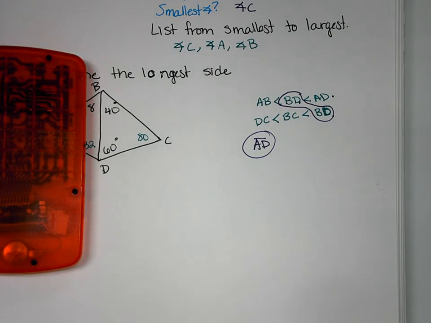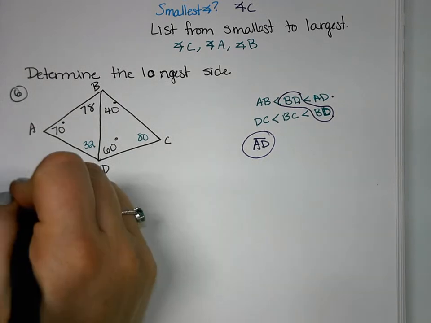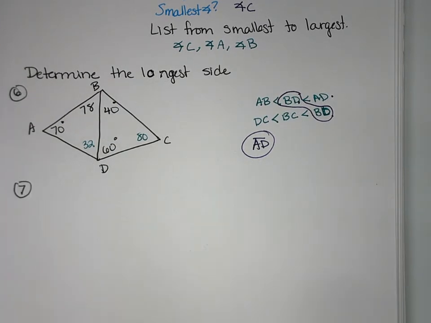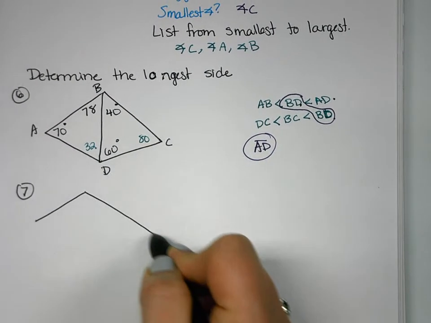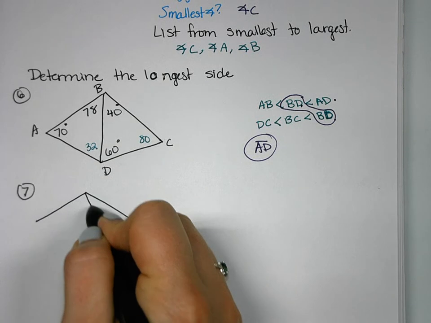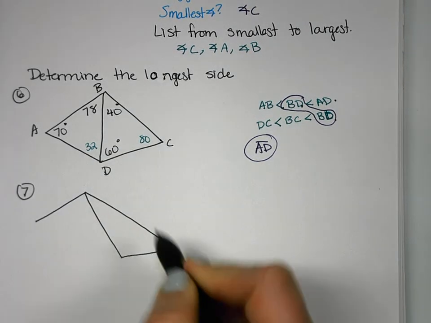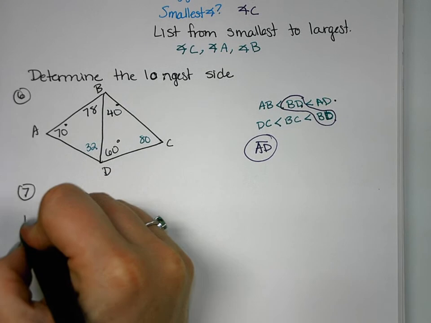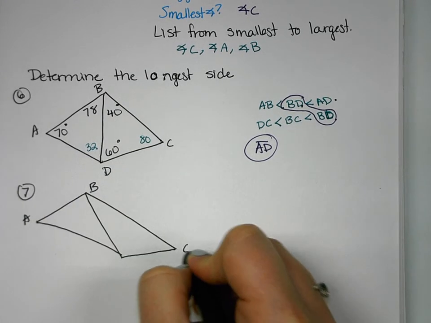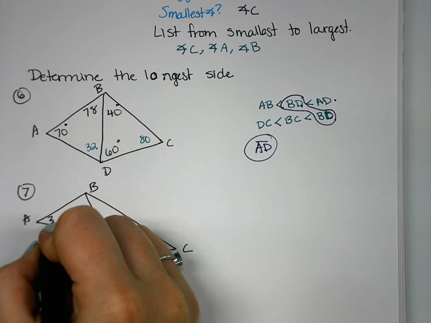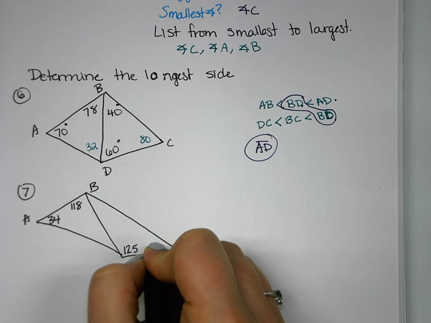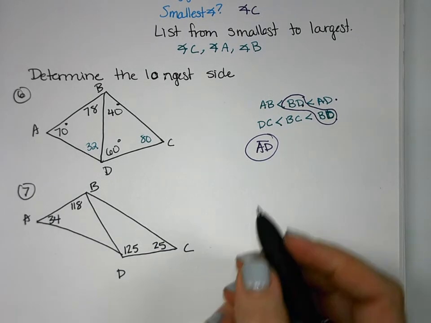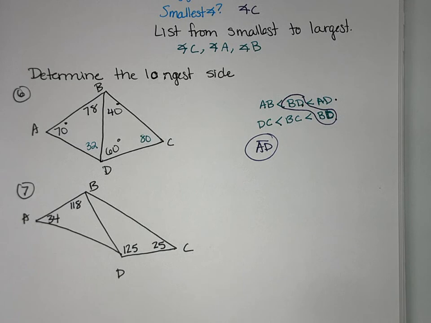Okay, we're going to do one more like this, because you have one of these on both your test and your quiz. Okay, so again, we're going to label it A, B, C, and D. 34, 118, 125, and 25. So again, start with one triangle at a time and find the missing angle and list them from smallest to largest.